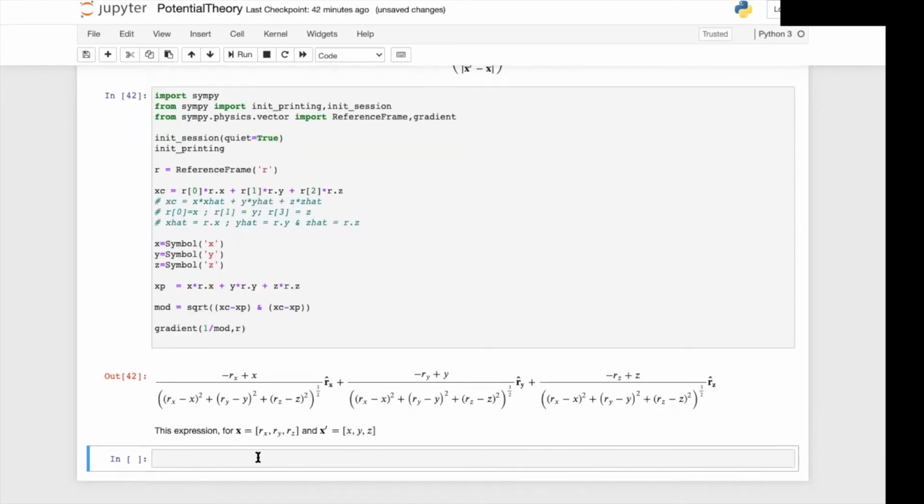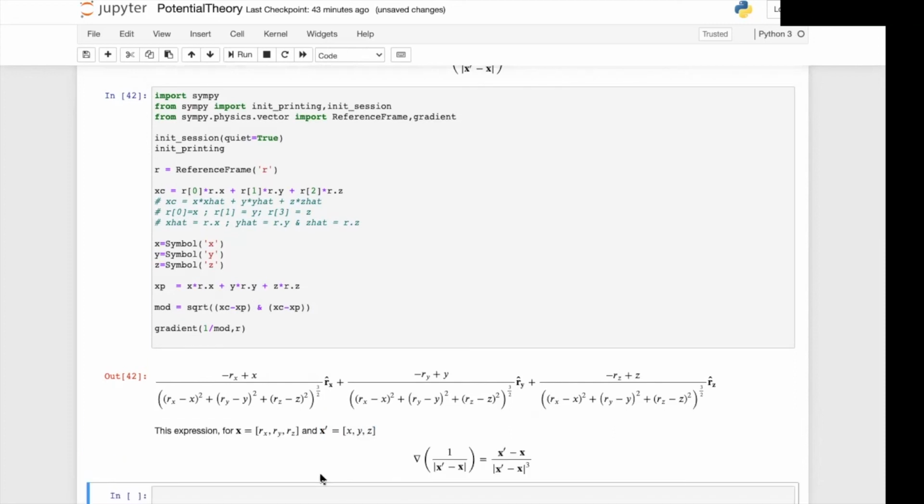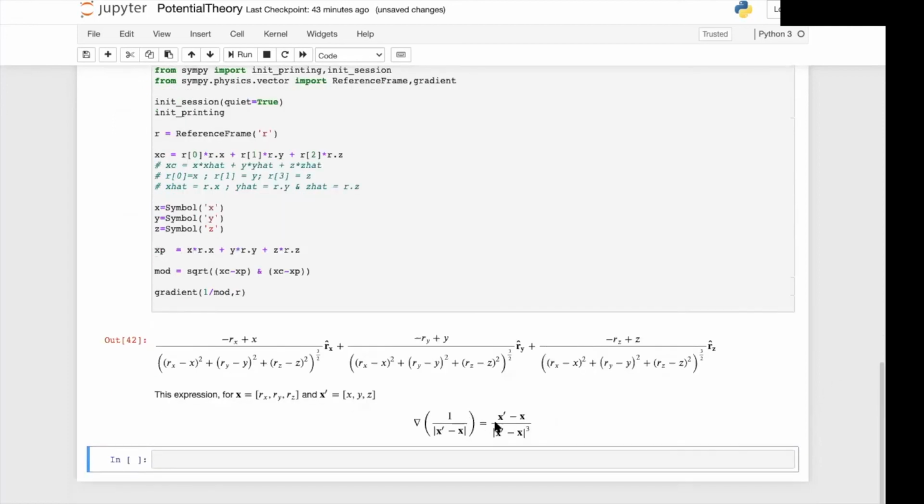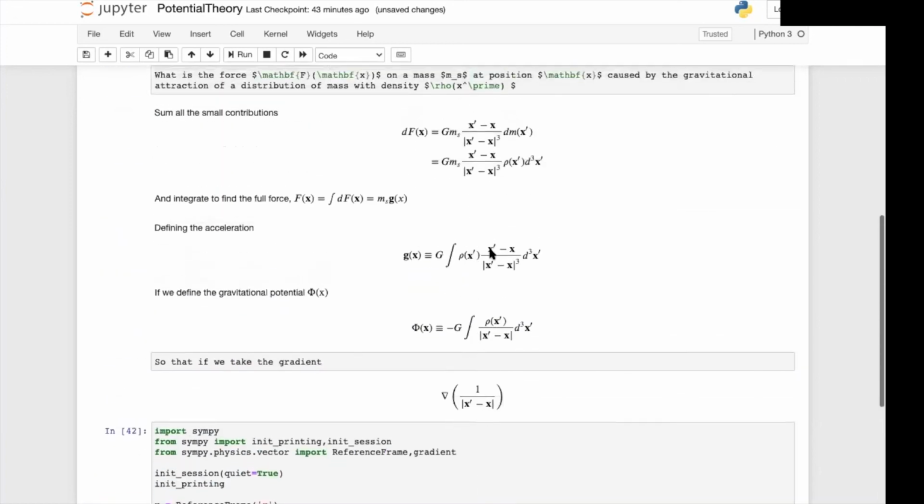This expression then, substituting these variables that we use in SymPy, becomes the simpler expression: x prime minus x over the cube of the modulus. And if we compare this now with the gravitational acceleration, that's what we had here, x prime minus x over the cube of the modulus. Therefore, we can write the gravity as minus the gradient of the potential.